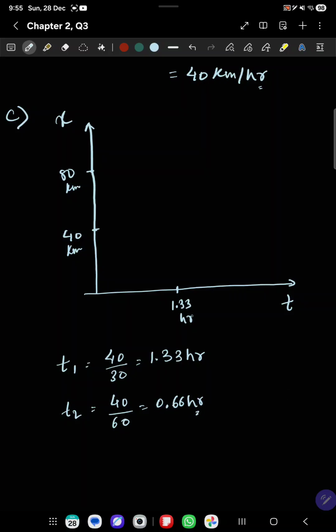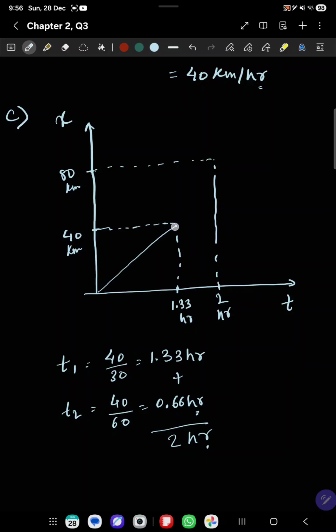But this second part, this T2, will come after this. So if we sum these both, we will get a value of 2 hour approximately. So we can plot this point here. This will give us a value of 2 hour. So at 2 hour, it will complete the whole 80 kilometer. So we will be choosing this, and at 1.33 it has just traveled 40 kilometers.